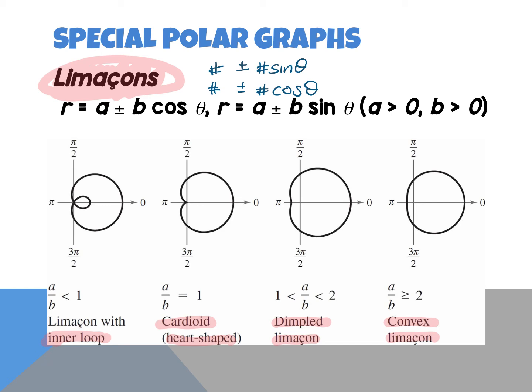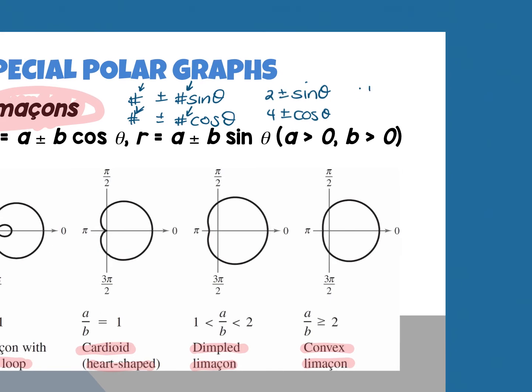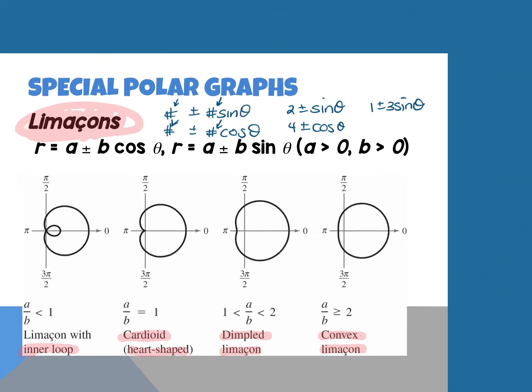So if I have something that is being added or subtracted to a sine or cosine, now mind you that this can be 1 and this can be 1. So it could be like 2 plus or minus sine of theta. It could be 4 plus or minus cosine of theta. Okay, it could be 1 plus or minus 3 sine theta, something like that. But there is something being added or subtracted to my trig function. If that's the case, then I get what's called a limaçon.